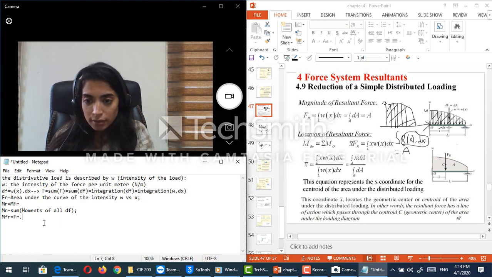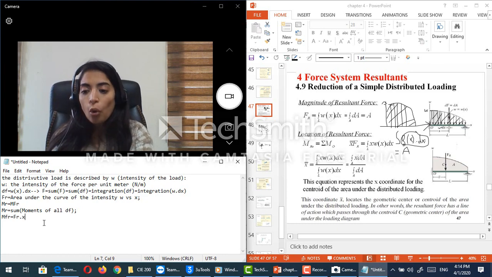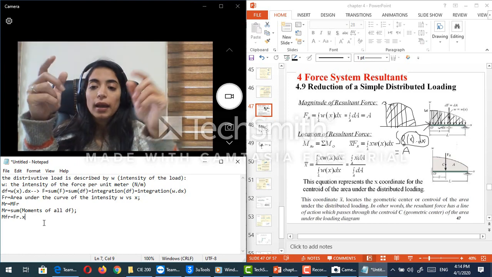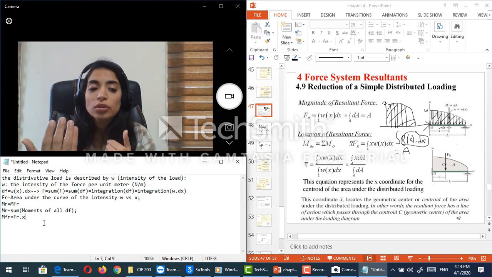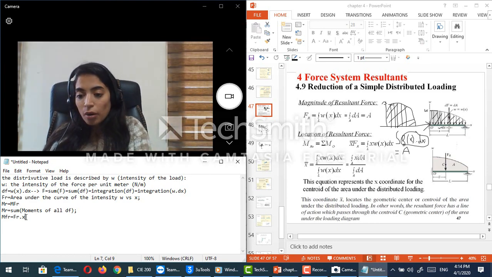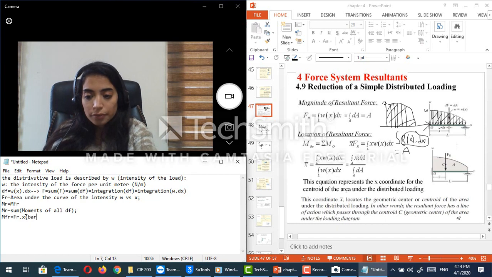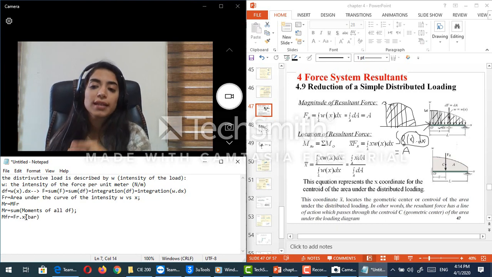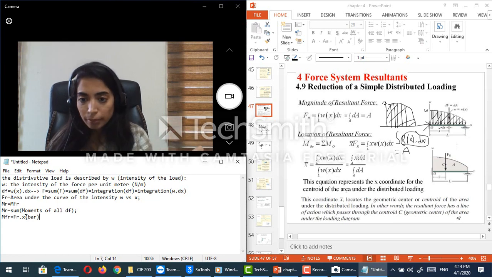So that's why the moment of F resultant will be equal to F resultant times X, or sometimes I will call this X bar in order to not get confused by X of any dF. So this is X bar. My objective is to find this X bar, which is unknown. I should locate my FR in case of non-uniformly distributed load.